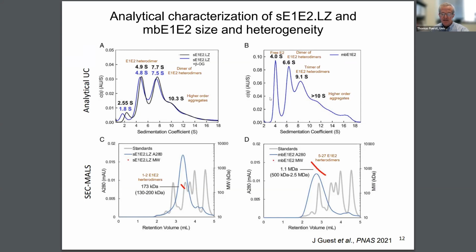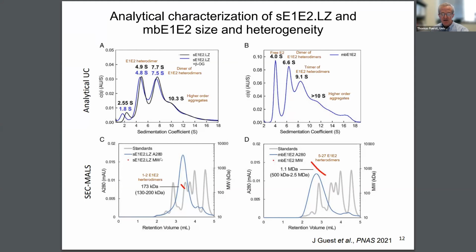We next used SEC with multi-angle light scattering in panels C and D to examine the heterogeneity and size of the secreted and membrane bound forms of E1E2. The average size of membrane bound E1E2 in solution is about 1.1 megadaltons, and the size distribution is quite broad, from 0.5 to 2.5 megadaltons.